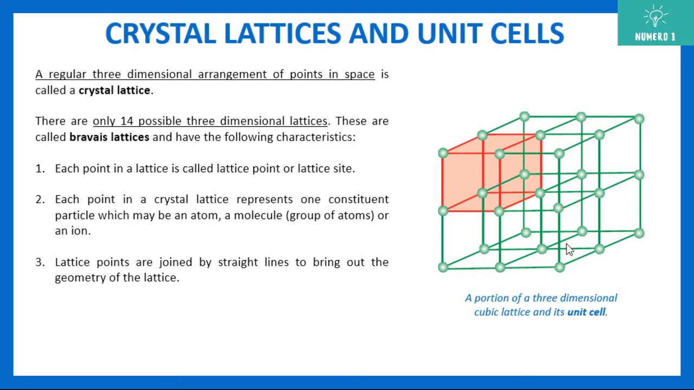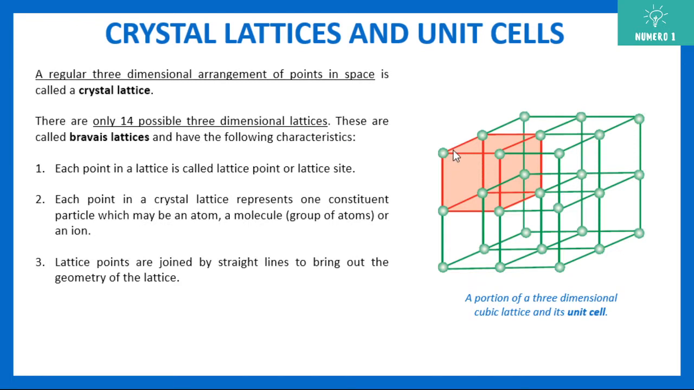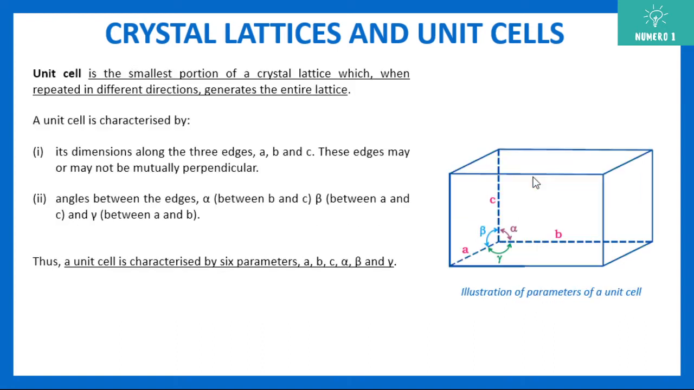So this is a typical example of a unit cell. Now, a unit cell is the smallest portion of a crystal lattice, which when repeated in different directions generates the entire lattice. So this you see is a unit cell, and if you see in the previous diagram, this highlighted box is your unit cell. If you repeat this in all three dimensions, that is x-axis, y-axis and z-axis, you will generate the entire lattice.